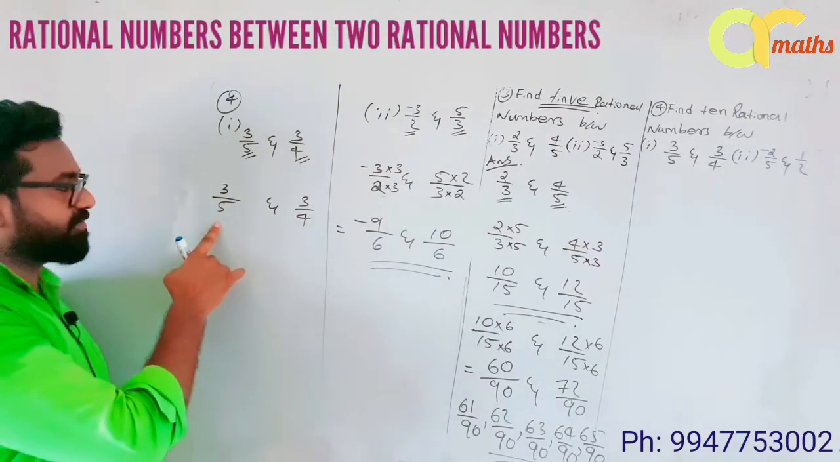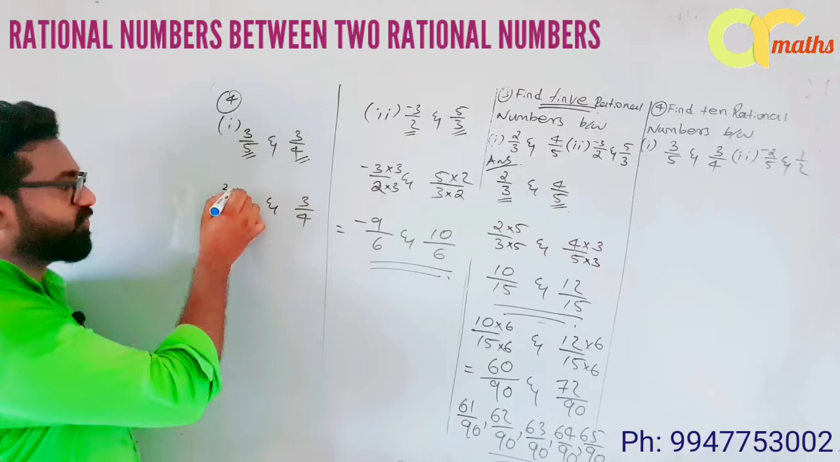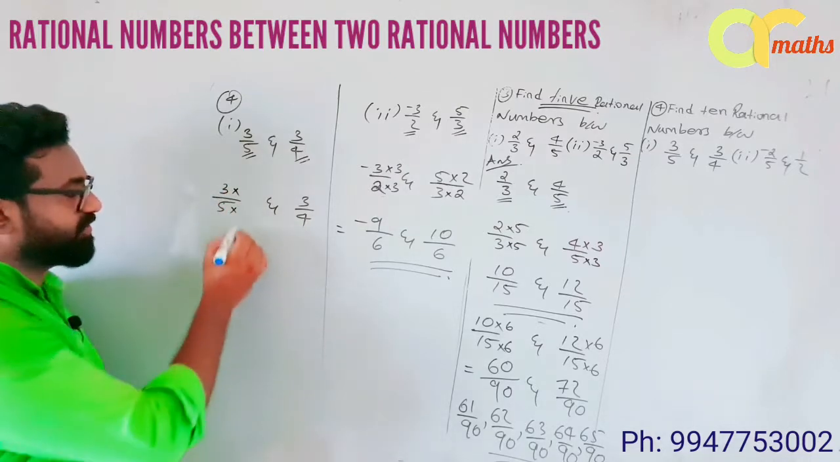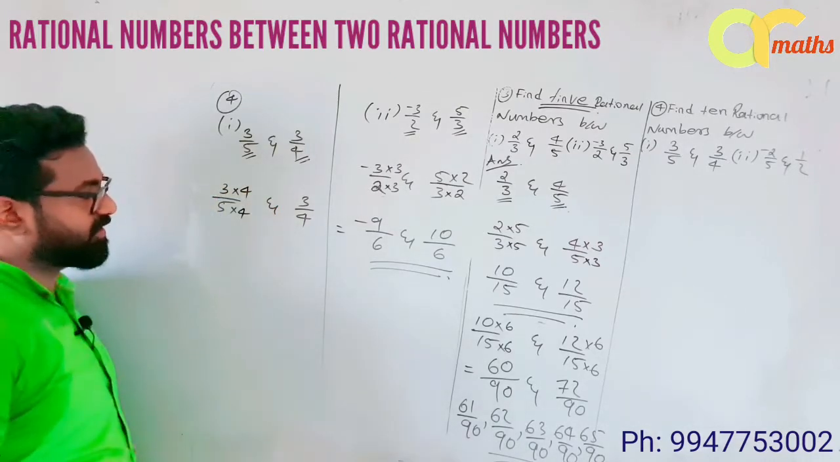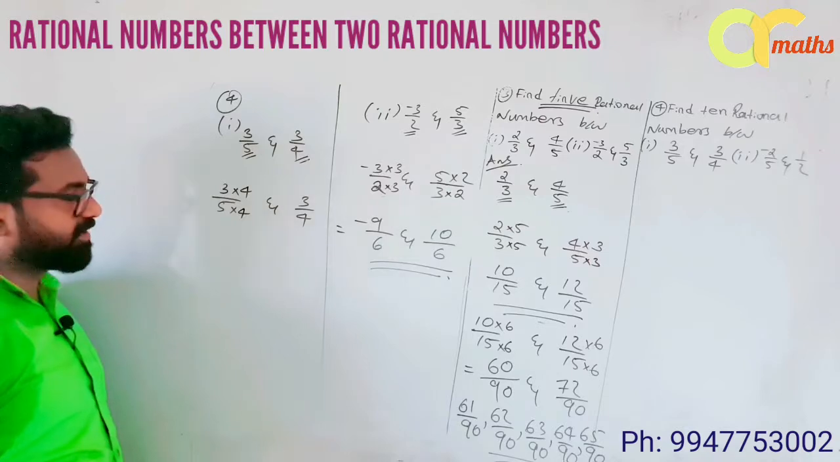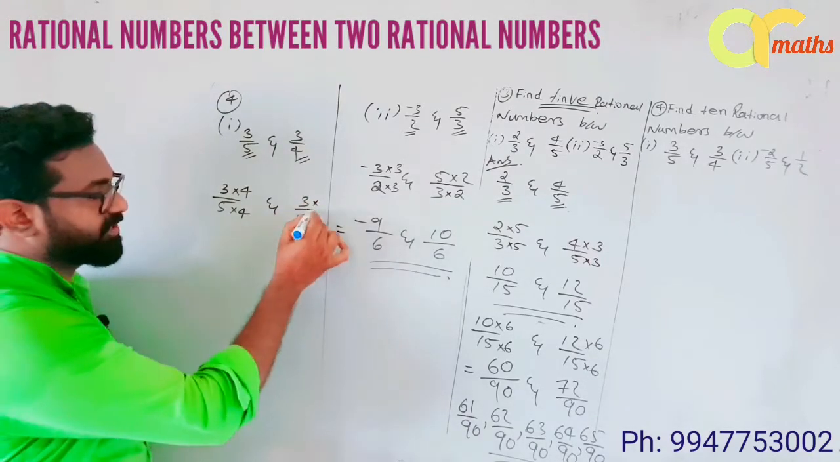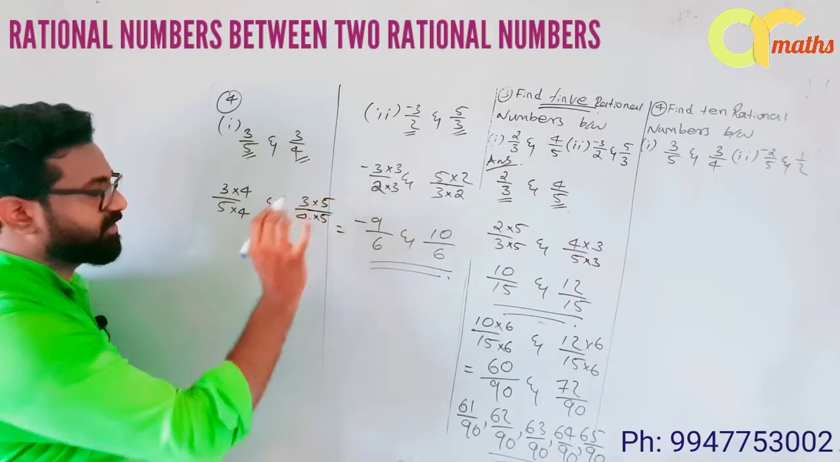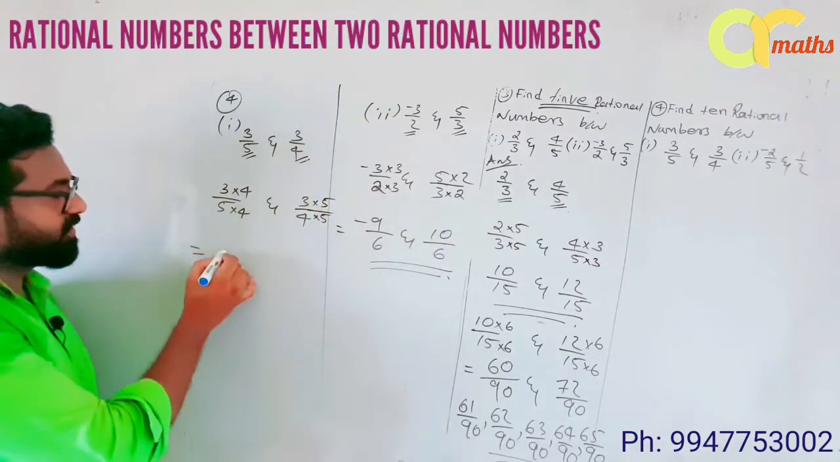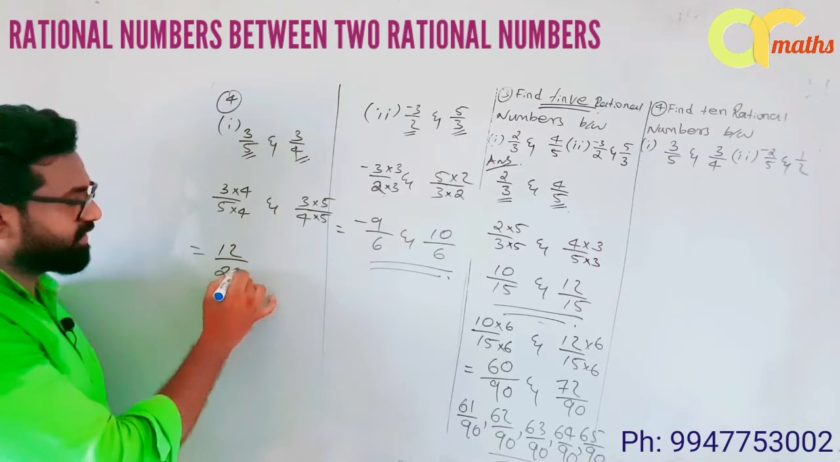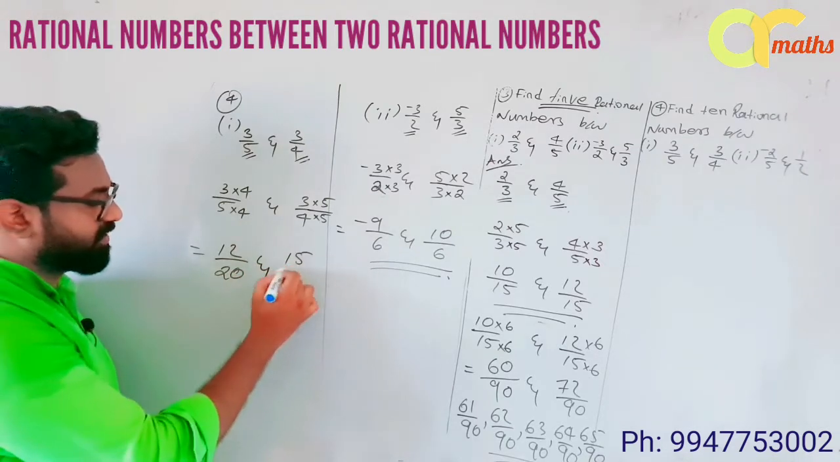Then we have to make the denominator 20. 5 into which number will get 20? 5 into 4. Then numerator and denominator are multiplied by 4. Here, 4 into which number will get 20? 4 into 5. 3 into 5. So 12 divided by 20 and 15 divided by 20.